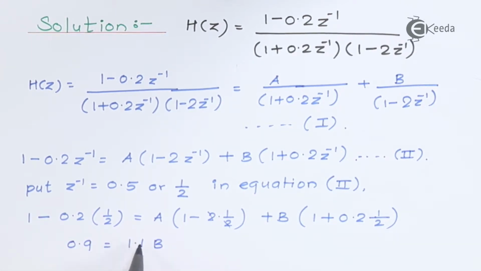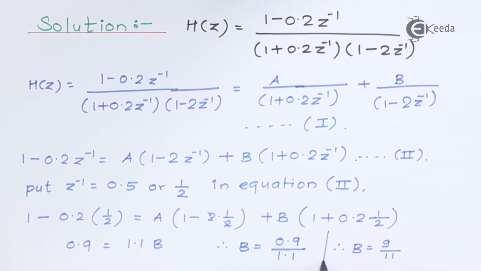Now what is the next step? Just shift this 1.1 to the left hand side. If I shift the decimal dot to the right hand side, then you will get the value, and this is nothing but the value of B. Similarly, we will calculate the value of A also.